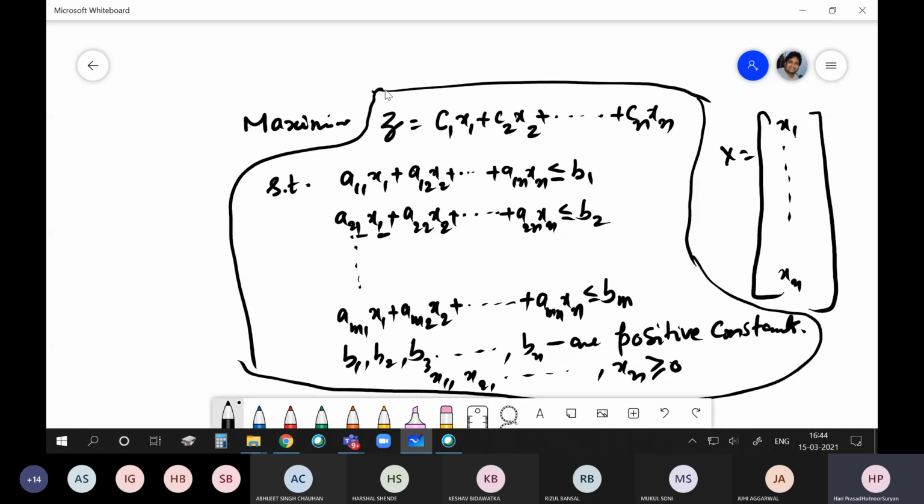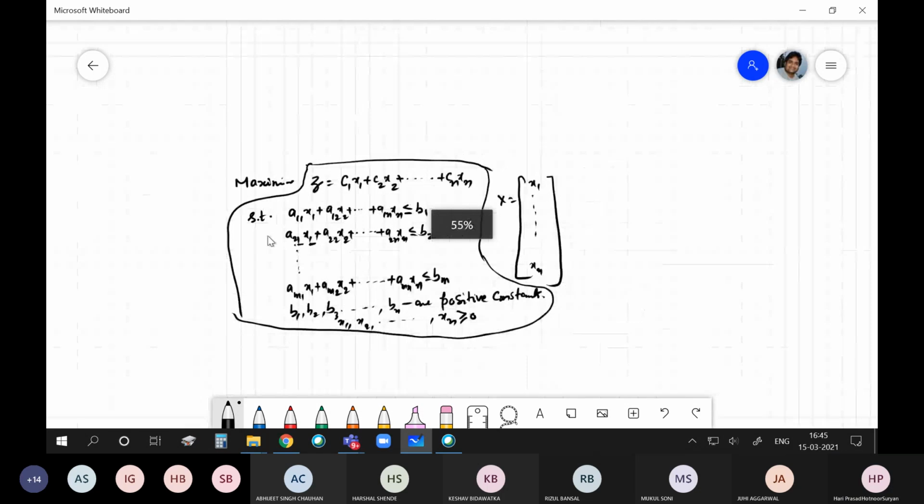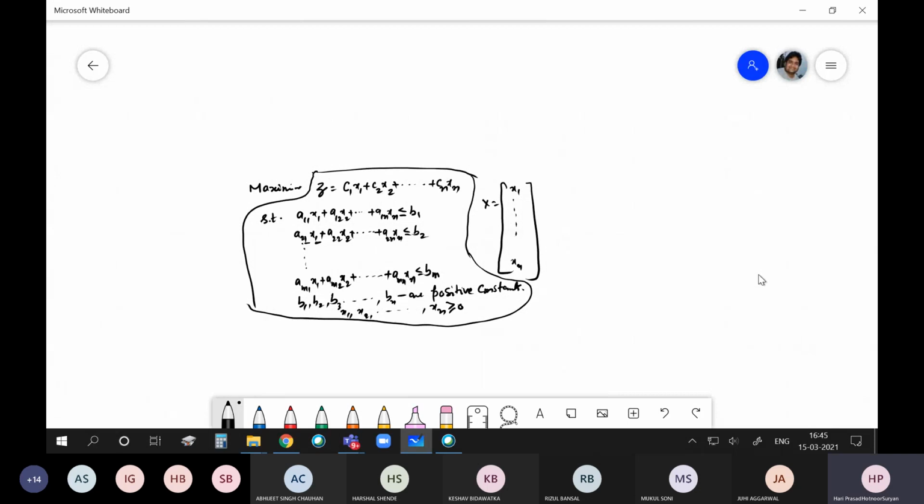So all these modifications we will see in later sections, but first let us see how we can solve the standard problem by using linear programming. We convert this maximize problem, these inequality constraints, to equality constraints by adding slack variables.